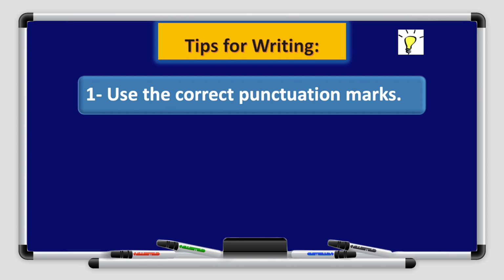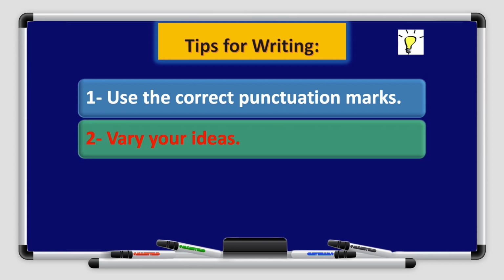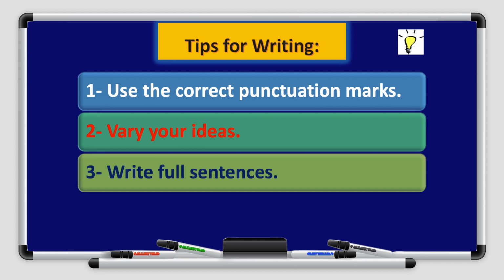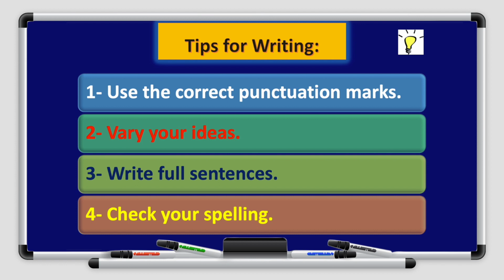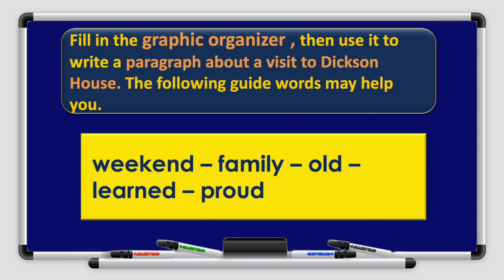Now, let's go to the tips for writing. Number 1, use the correct punctuation marks. Number 2, vary your ideas. Number 3, write full sentences, please. And number 4, check your spelling. Okay. Fill in the graphic organizer, then use it to write a paragraph about a visit to Dixon House. The following guide words may help you.